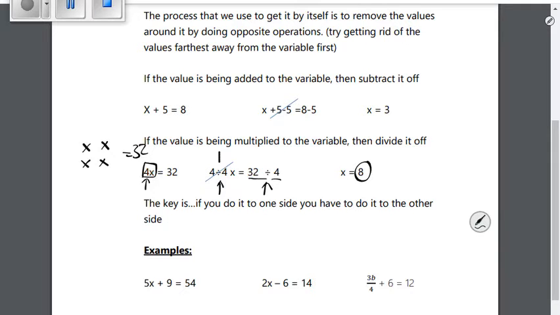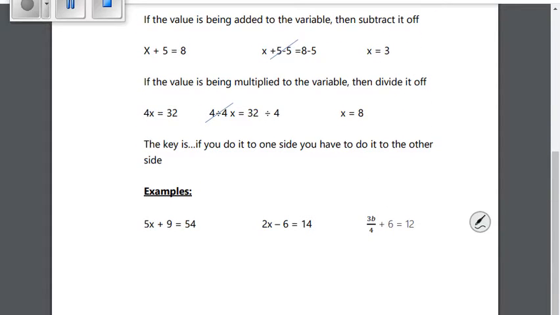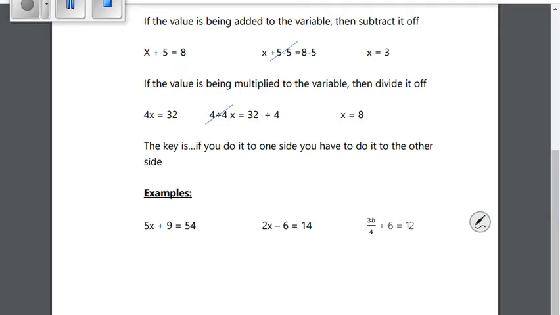And guess what you can do? Go ahead and check. What is 4 times 8? Oh, it is 32. And so we take that basic principle of do the opposite to get rid of the stuff around the letter, or the variable, sorry, so that you get just one of them. The key again, this is key: whatever you do to one side, do to the other. It's kind of similar to what I taught you guys in fractions. What you do to the top, you do to the bottom. It's the same idea. What you do to one side, do to the other side.